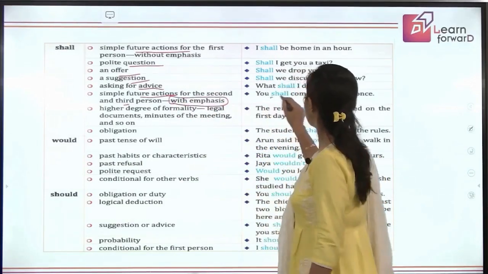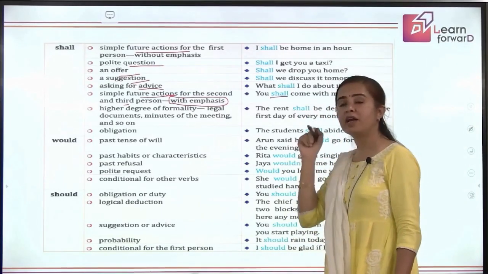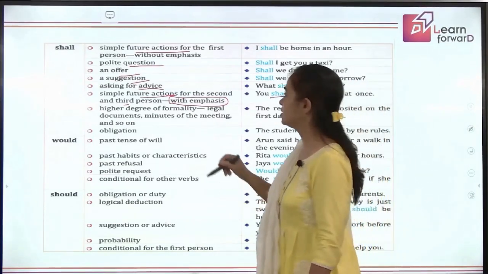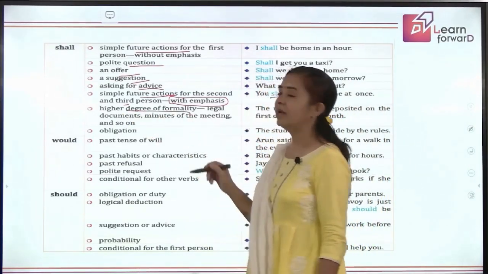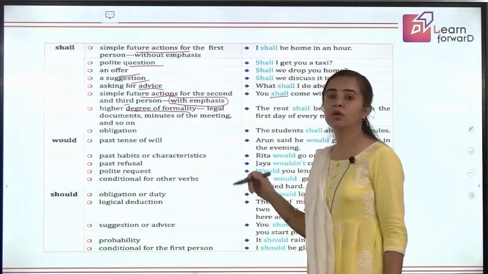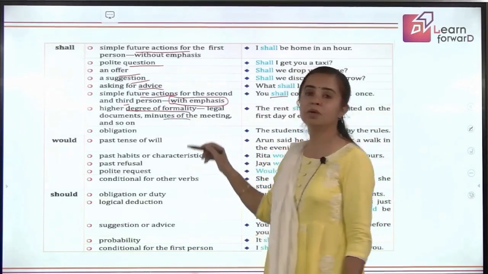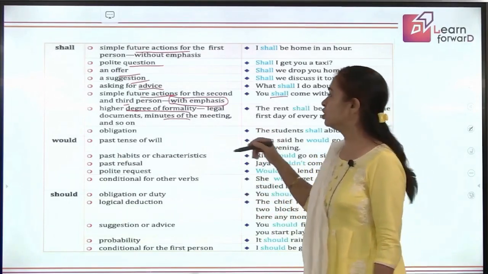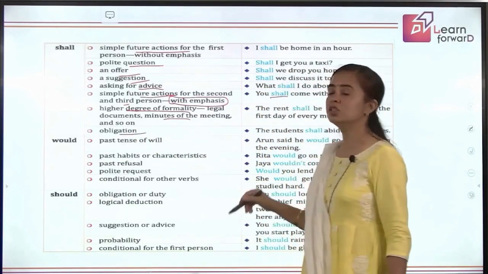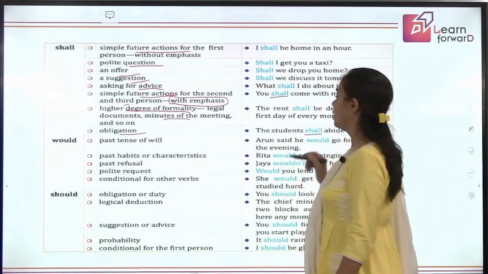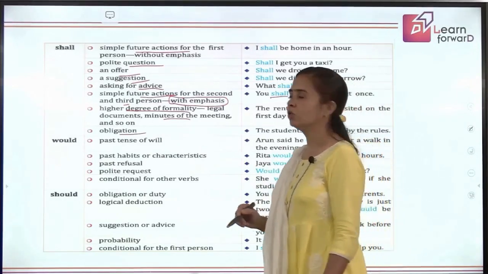Like, you shall come with me at once. So that means you are emphasizing this action. Higher degree of formality, like when we are talking about legal documents or the minutes of the meeting and so on, there we use shall. And then for obligations also, like the student shall abide by the rules. So this is an obligation on the students.